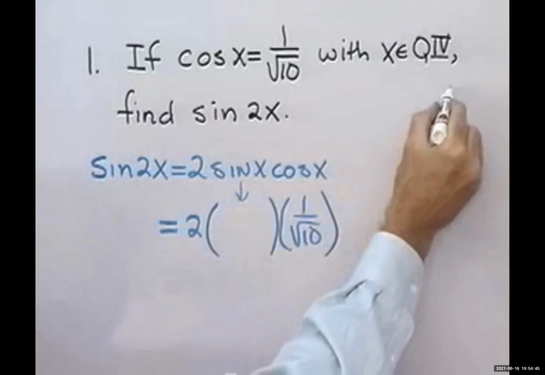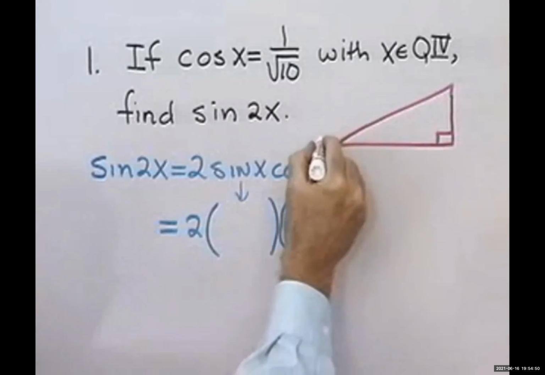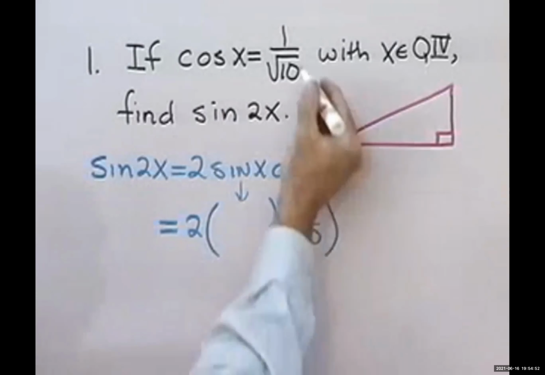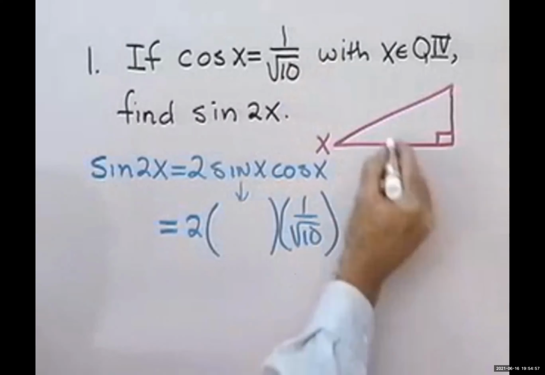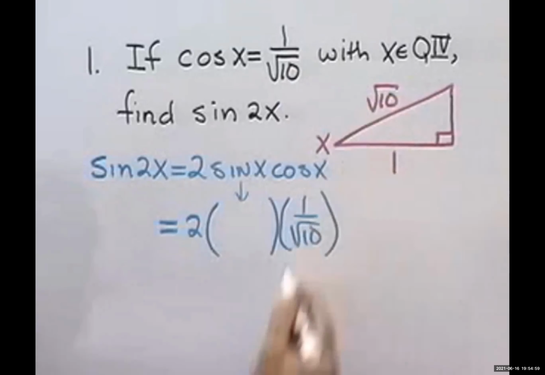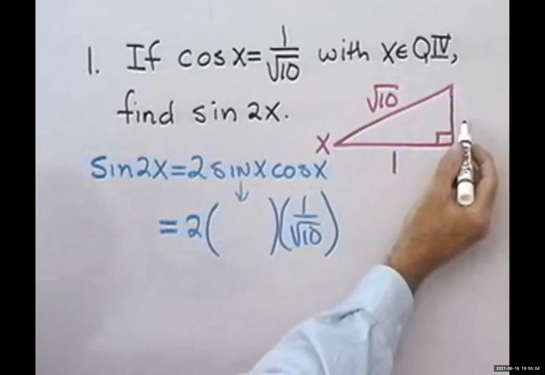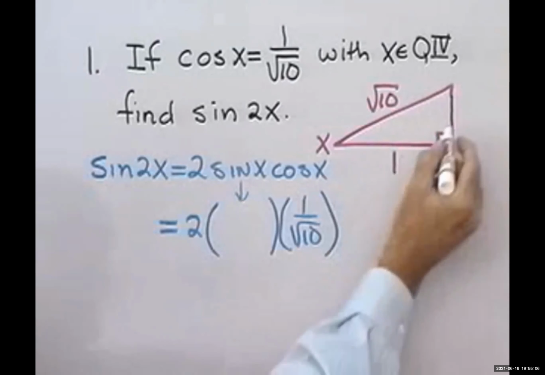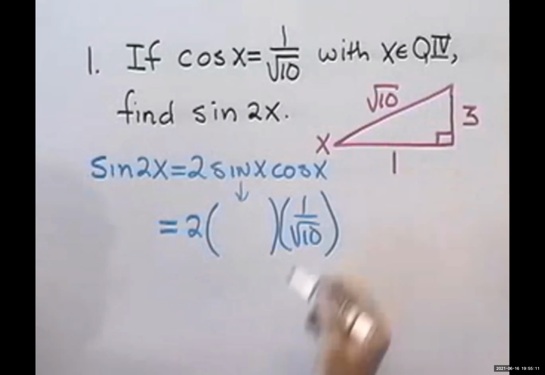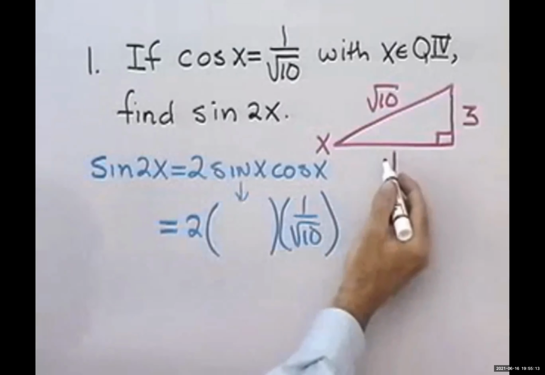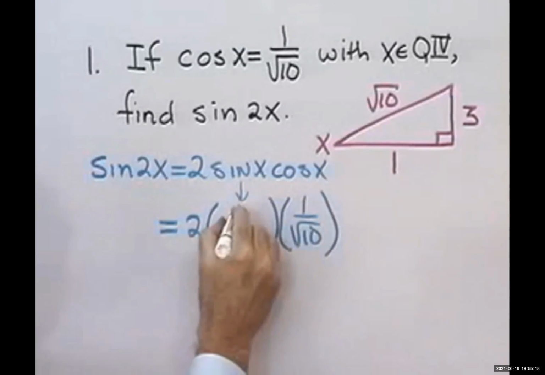Let's go up here and draw a little triangle for reference. A little right triangle in here. I'll label this as angle x. It has a cosine of 1 over square root 10. So if I label the adjacent side with 1 and the hypotenuse with square root 10, then by the Pythagorean theorem, I know that this side is going to be the square root of this squared minus this squared, which is going to be the square root of 10 minus 1, which is 9. Square root of 9 is 3. So that tells me that the numerical value for sine x is 3 over square root 10.